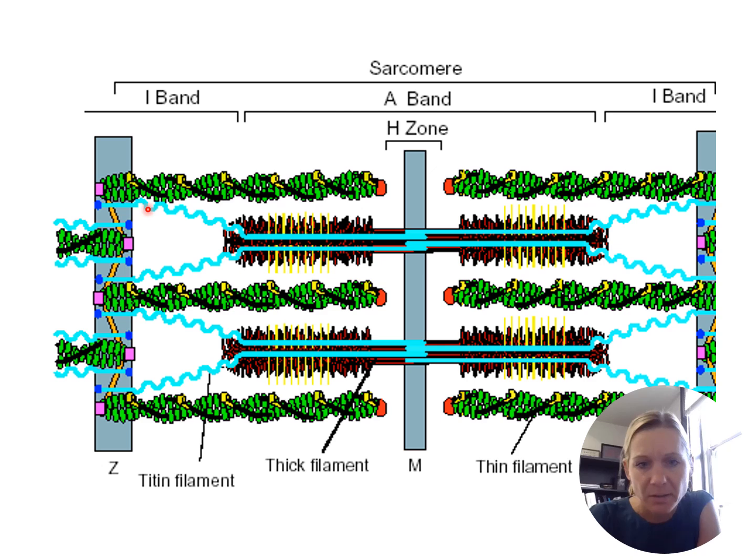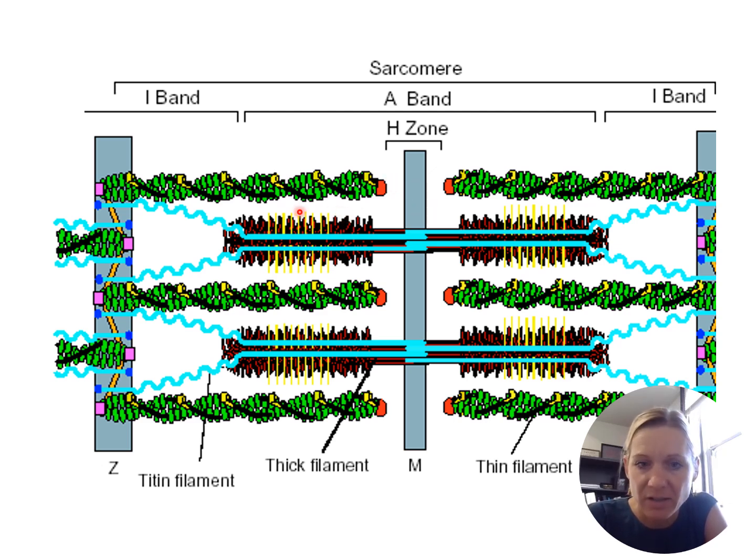Okay, so a couple things to point out here. Again, here's one example of a sarcomere. From this bluish gray strand to the other bluish gray strand is one sarcomere, or one contractile unit. Now you can see this green strand here is our thin filament, and then in the middle you can see our myosin, our thick filament.